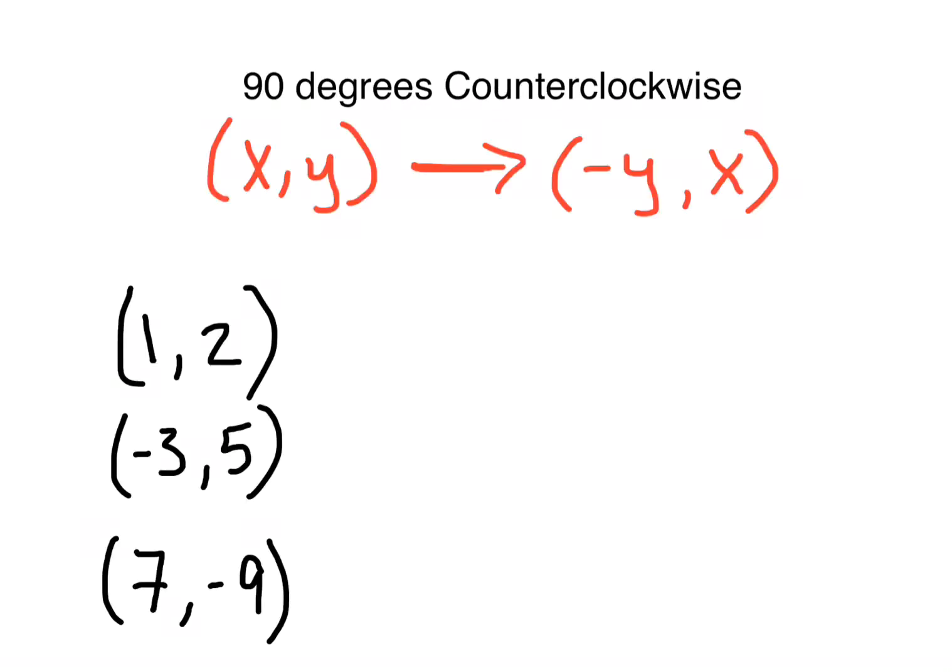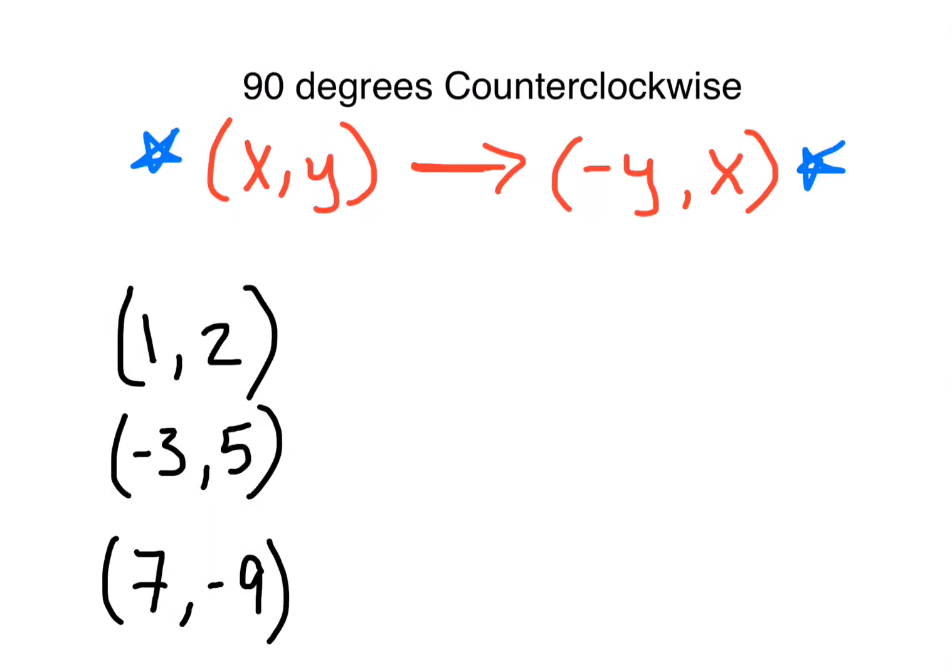Suppose they want a 90 degrees counterclockwise rotation. This is your rule right here. These are the rules that you need to follow. 90 degrees counterclockwise. That means that for (x, y), it becomes (negative y, x). It becomes (negative y, x).